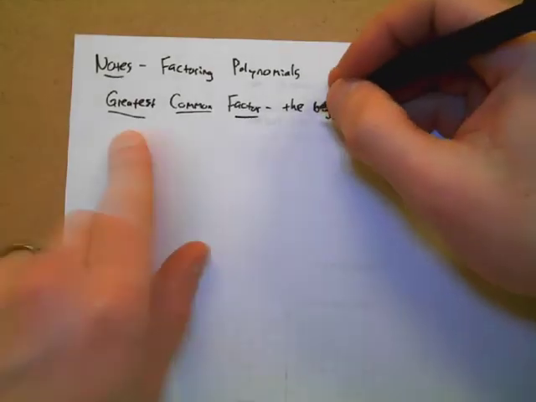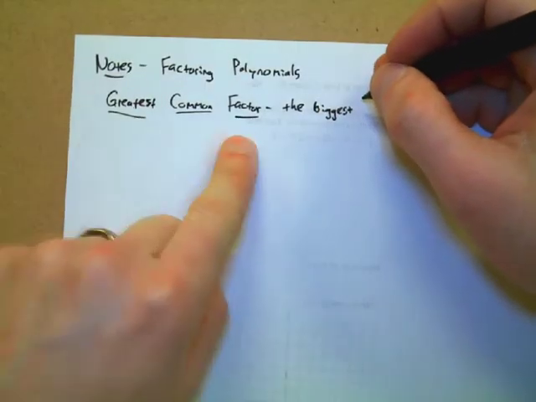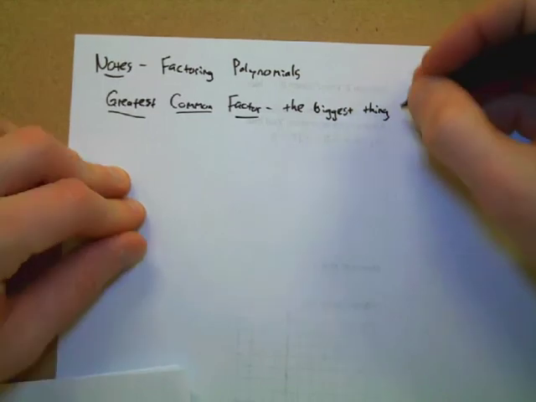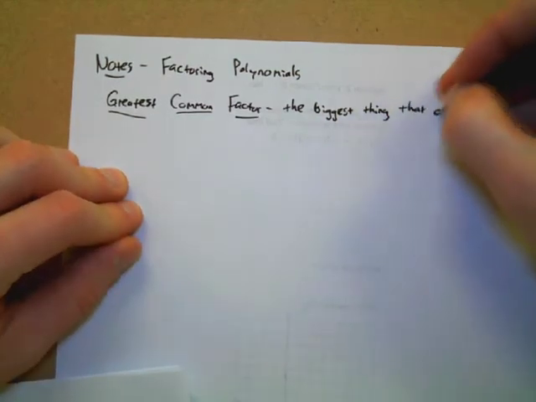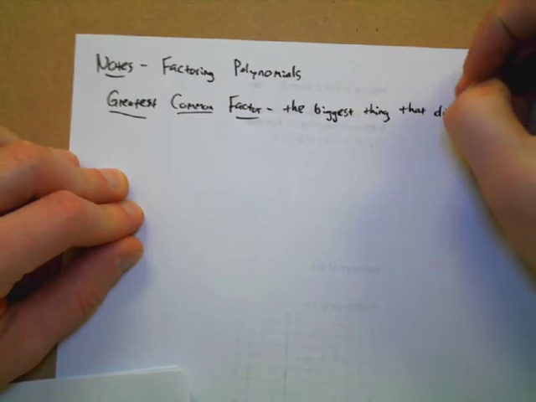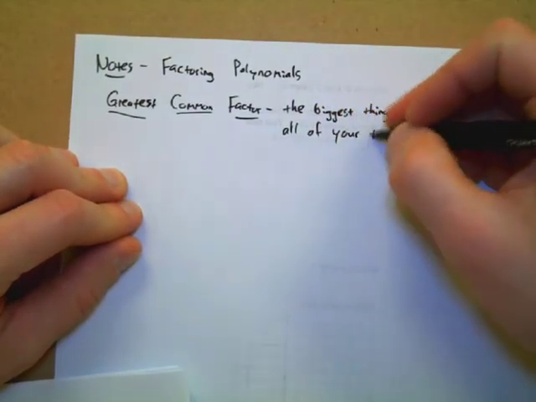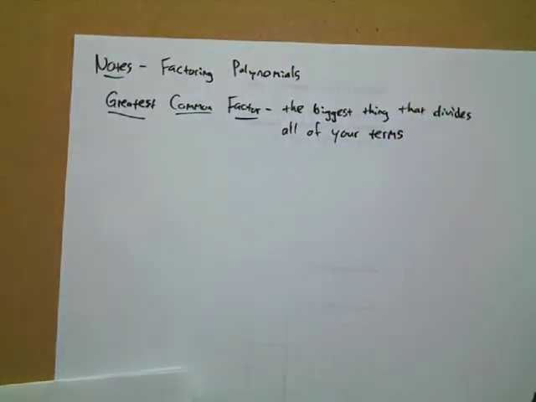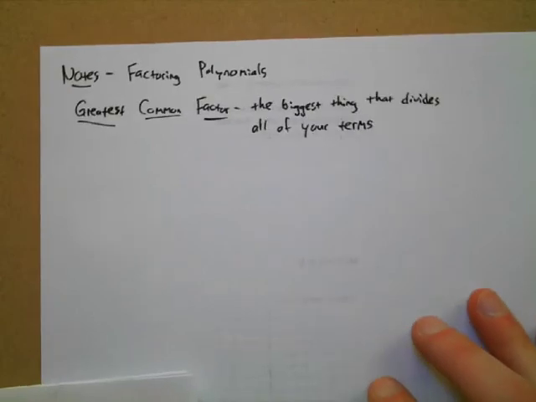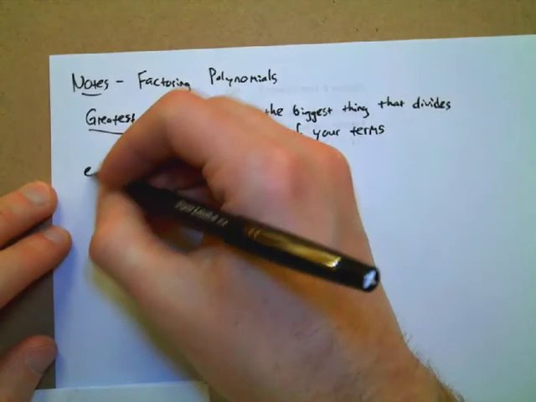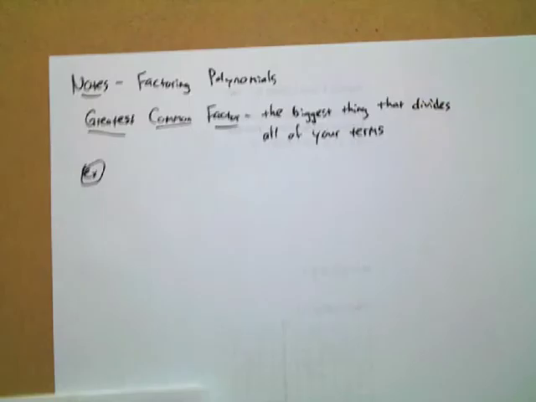All right. So greatest common factor is the first factoring strategy that we want to be familiar with. It's just the biggest thing that divides all of your terms. The biggest thing that divides all your terms. Now let's do an example with it.